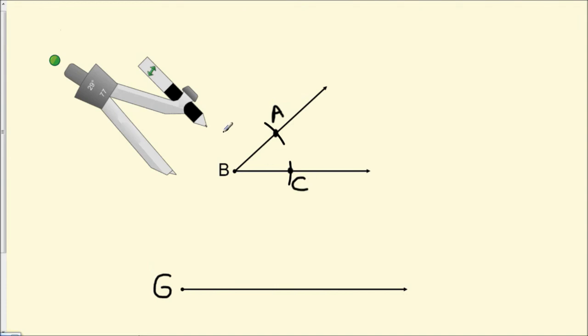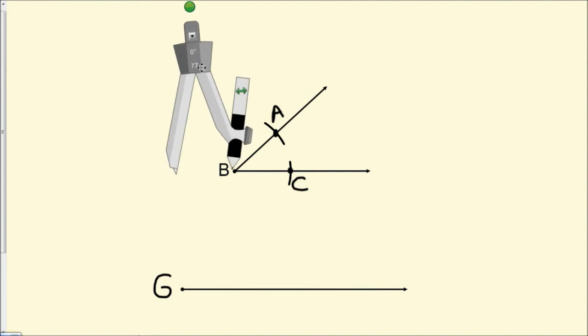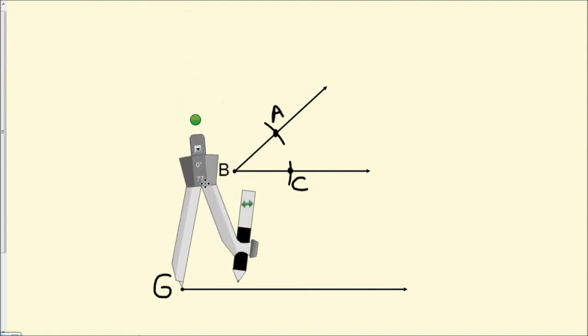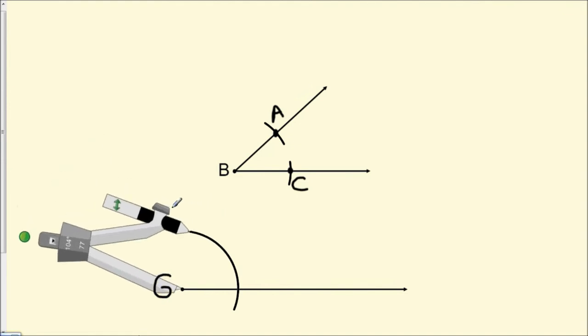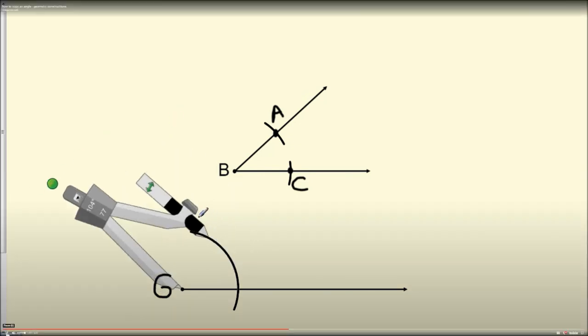So now what we want to do next is take the compass and place it on the endpoint G. We're going to keep the length of the compass the same, and we're going to swing an arc in such a way that it intersects ray G. And we're also going to extend it up towards this direction here.